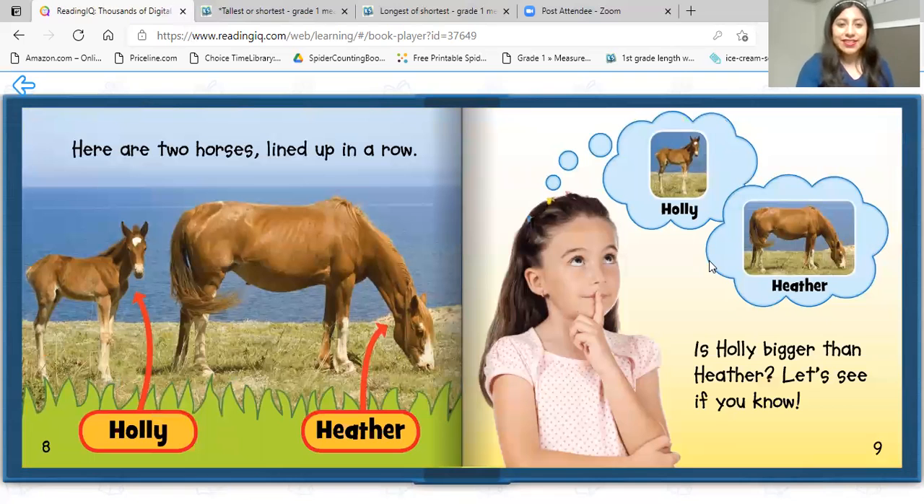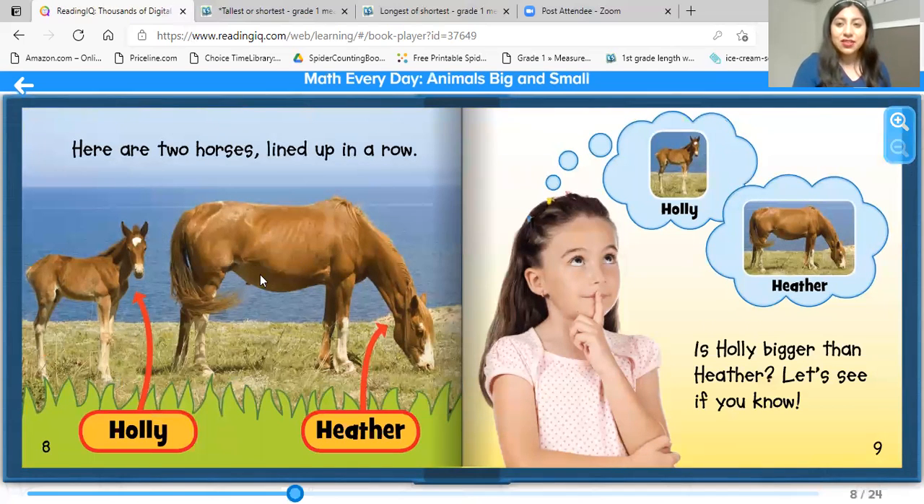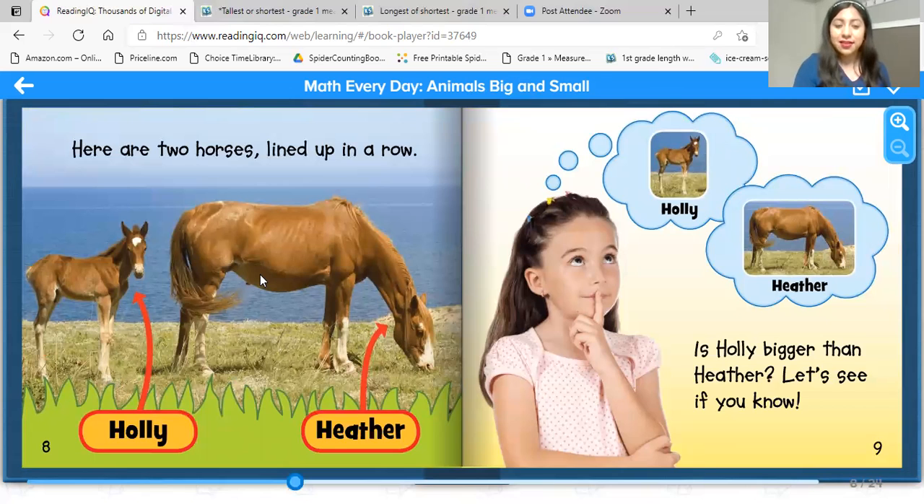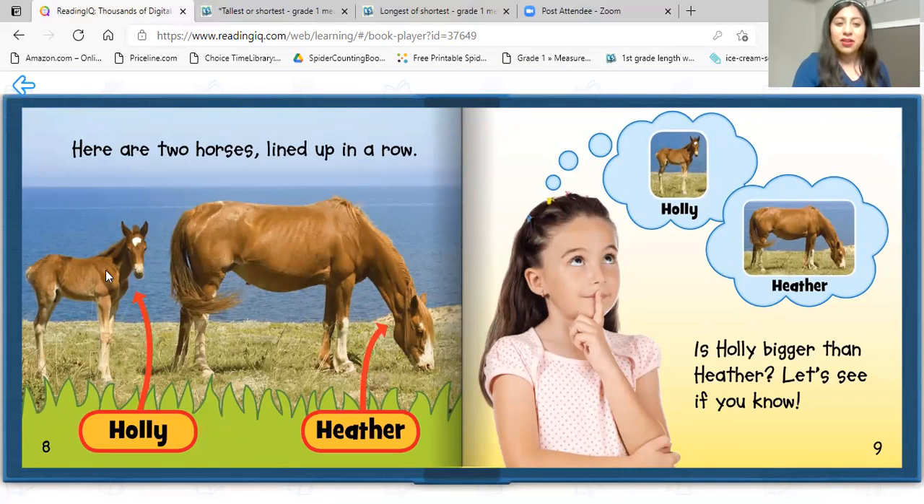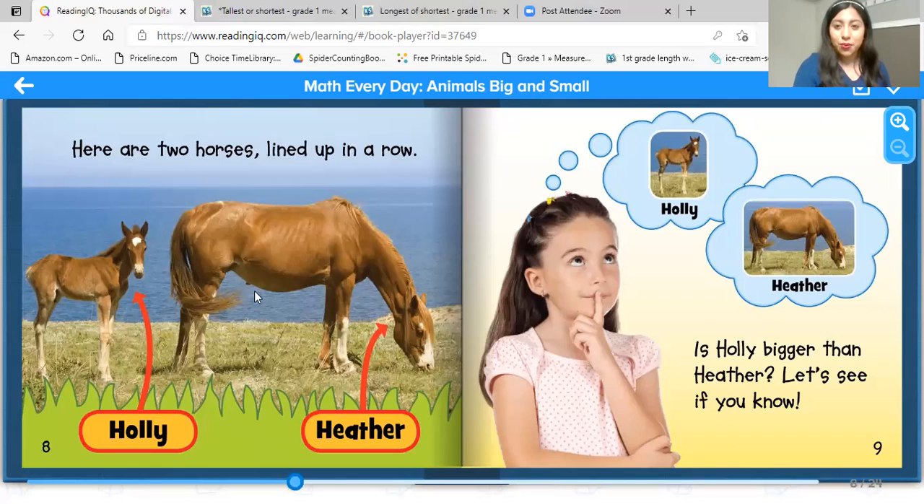Here are two horses lined up in a row. You see two horses? Which one's the biggest one? The one on the left or the one on the right? The one on the right is the biggest horse in this picture.